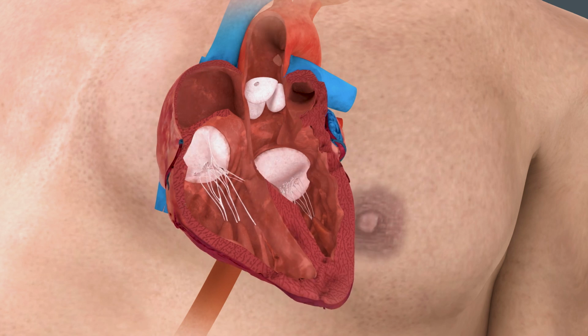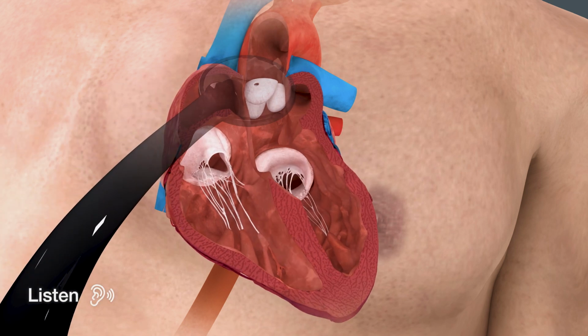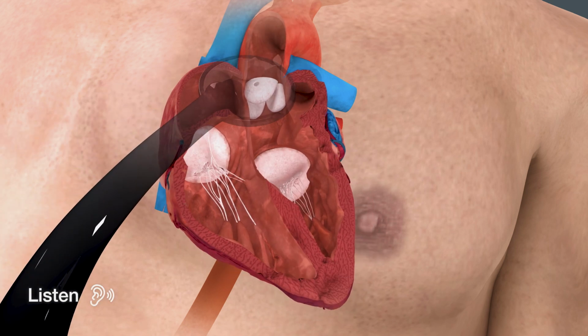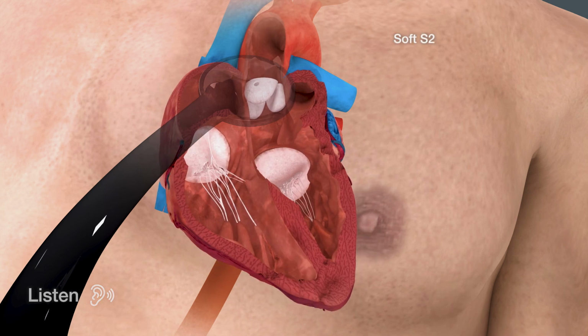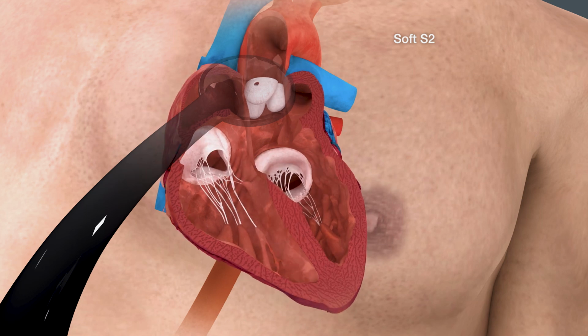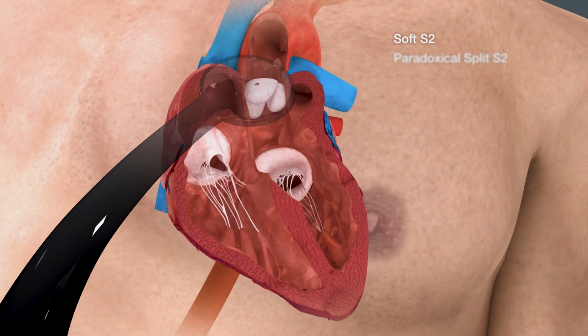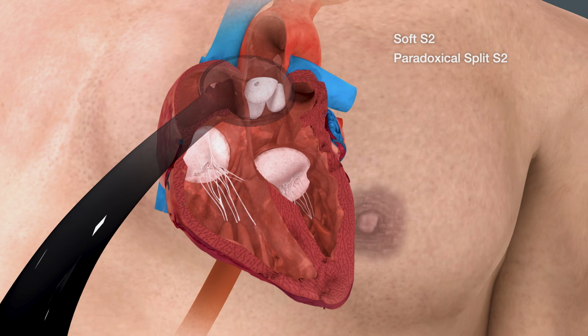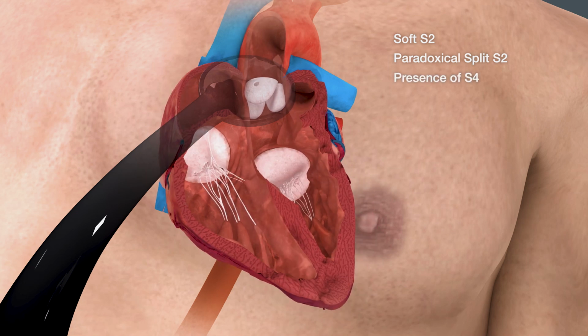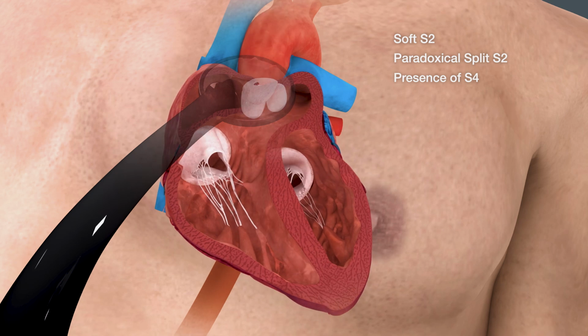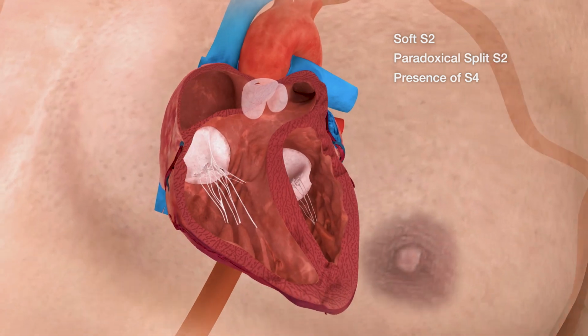Move on to auscultation. Aortic stenosis can affect the heart sounds in the following ways: a soft S2 due to failure of opposition of severely calcified valve leaflets, a paradoxical split S2 due to delayed aortic valve closure, presence of S4 due to atrial contraction against a low compliance ventricle.